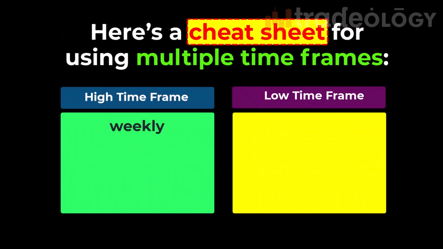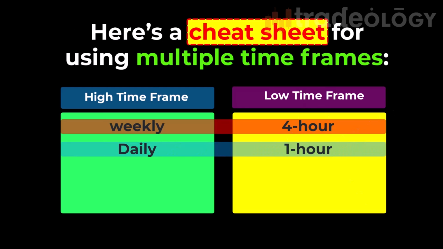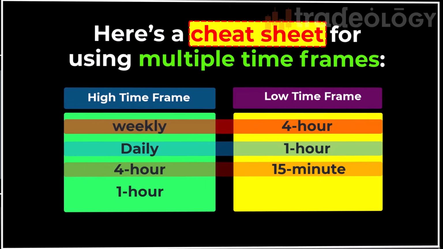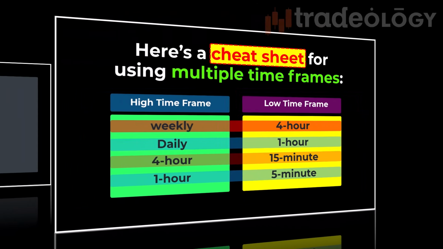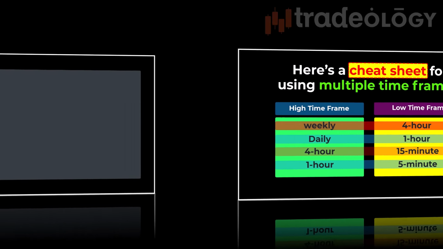Weekly high time frame, 4-hour low time frame, daily high time frame, 1-hour low time frame, 4-hour high time frame, 15-minute low time frame, 1-hour high time frame, 5-minute low time frame. And boom, that's strategy number 1 locked in.